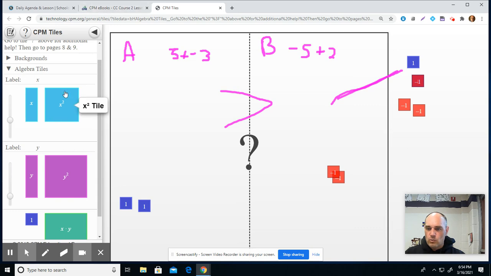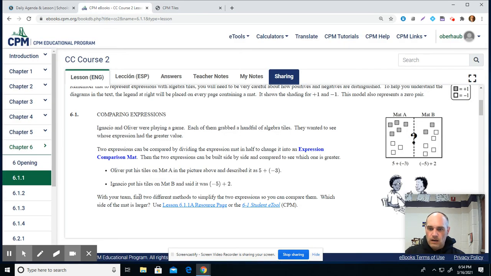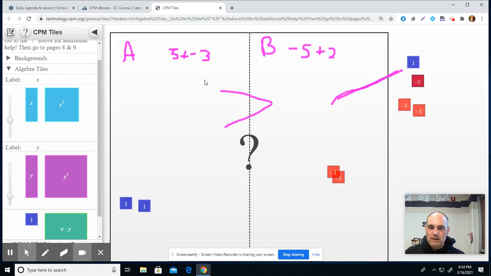So let's go back to our question. Find two different ways to simplify the two expressions so you can compare them. Which side of the mat is larger? So we definitely know that this side of the mat was larger. So we have two different ways we can take things off of mats now.